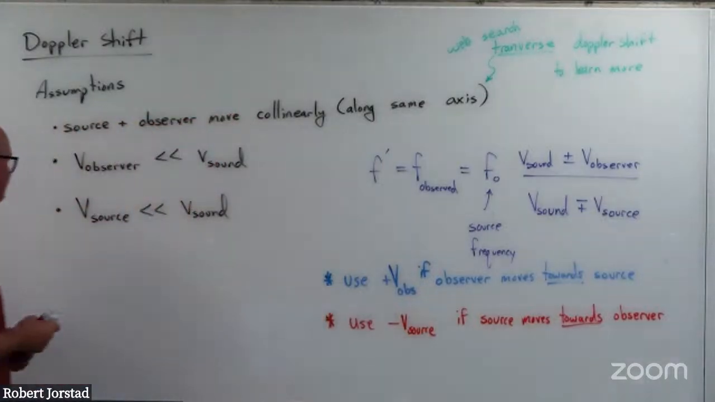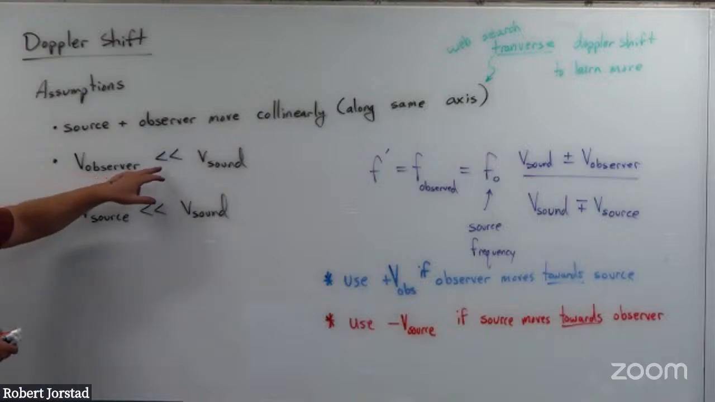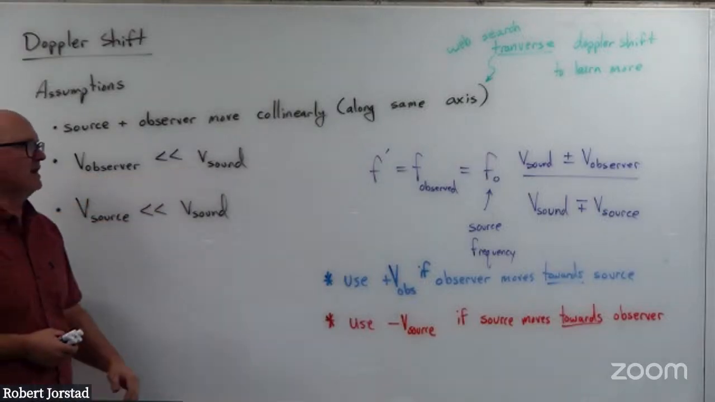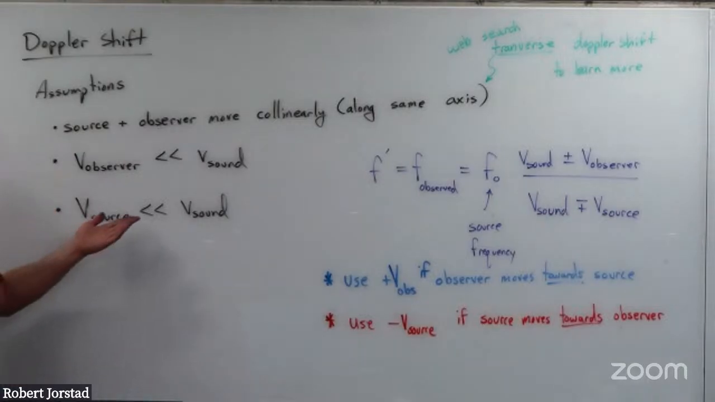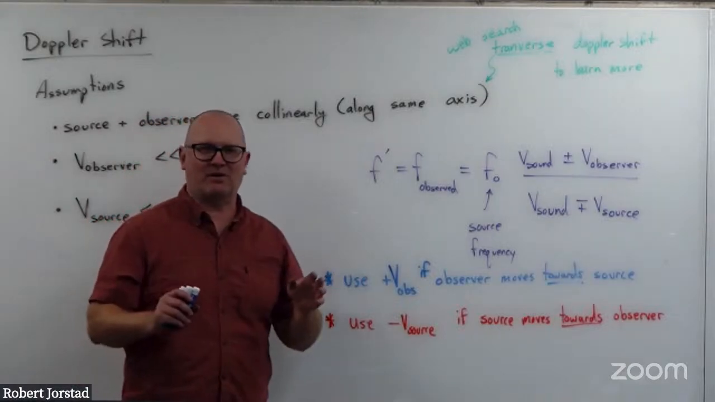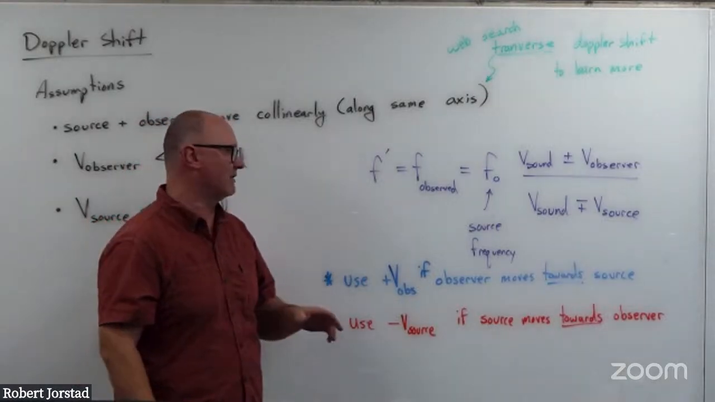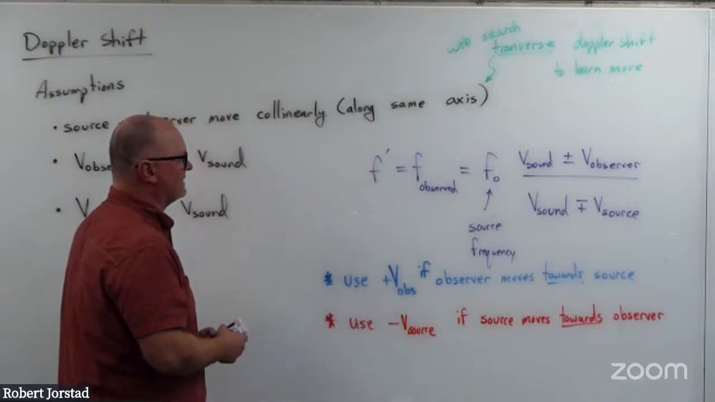We're going to assume that the speed of the observer is much, much less than the speed of sound if we want to use this formula. We're going to assume that the speed of the source is much, much less than the speed of sound. We can talk about supersonic motion and Mach numbers in a later video. But in this case, you'll see this written in a couple of different ways.